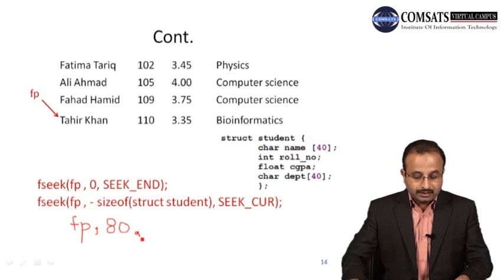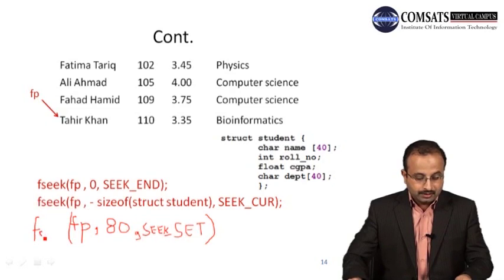And the third parameter, let's say it is SEEK_SET. I'm writing it with the mouse, so it's very difficult. So let me try it. So the third parameter is SEEK_SET, and this is the fseek function.